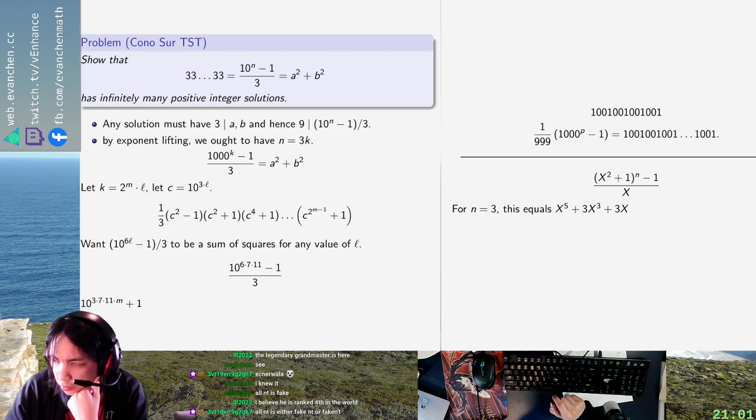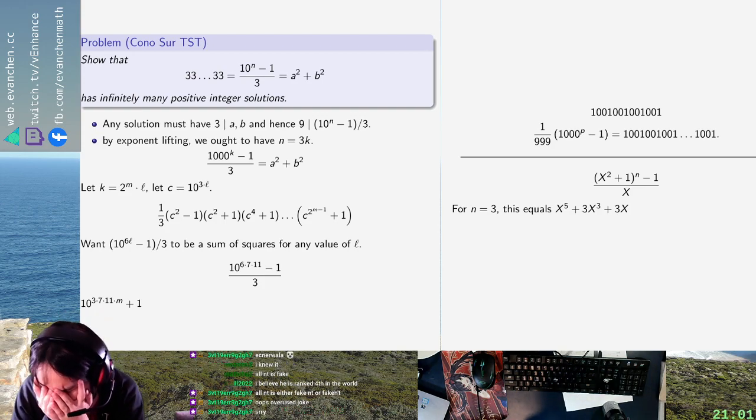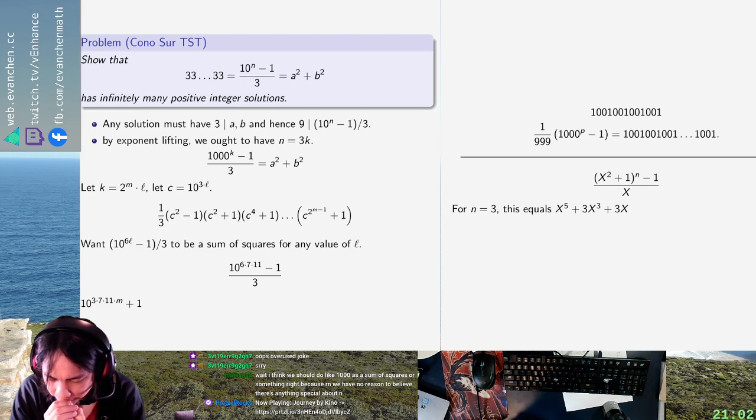Wait, I'm being stupid. Sorry, we agreed n equals 1 was the solution. Because, wait, what? No, what? Hang on. N equals 1000 minus 333, is that a solution? It's 3q times 30. No, 333 is not a solution. What am I talking about? Wait, am I being dumb? I think I'm being dumb. No, 333 is fine. It's 3 squared times 37.